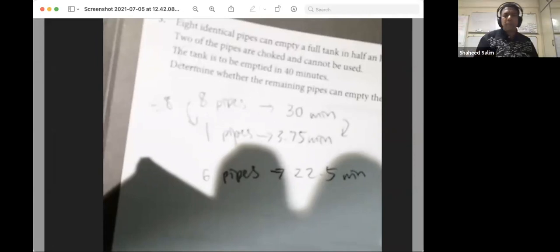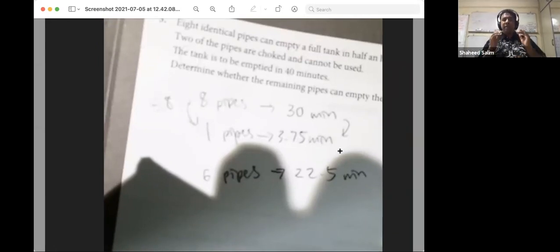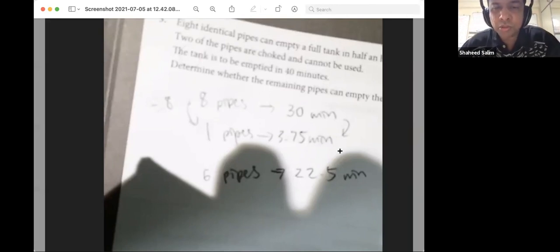Now, this one is one pipe, it's not in minutes. Remember, this must be inverse proportion. 8 pipes is faster. One pipe is slower. So when you divide by 8, you get one pipe. Down here you must times by 8. You get it? Because it's an inverse proportion. You got to ask yourself, is this direct proportion or inverse proportion? So in this case, it's inverse proportion. So you get 30 times 8 is 240 minutes.